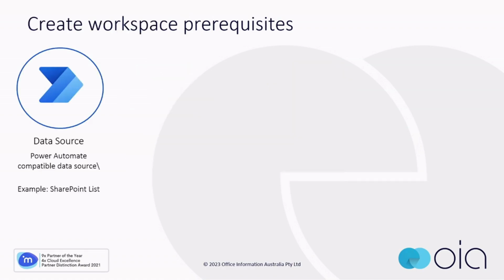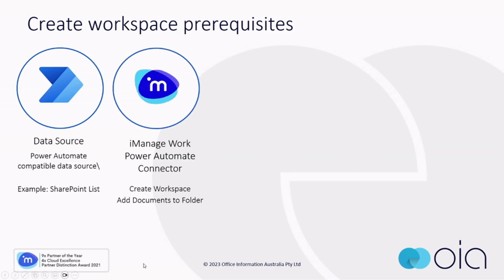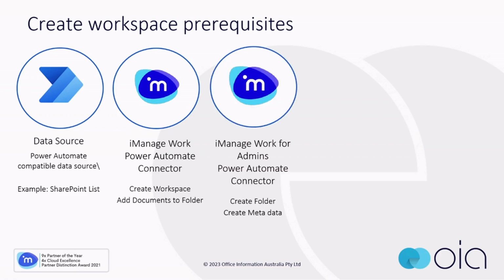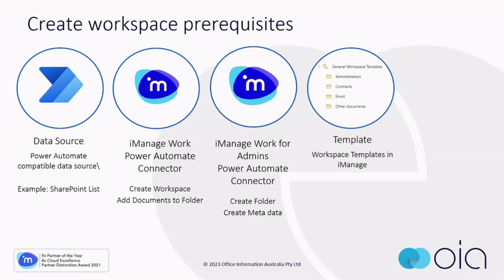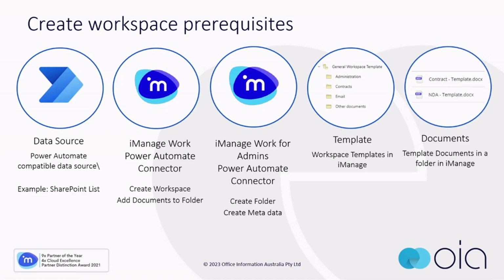You'll need a compatible data source. In this case, we're going to show a SharePoint list. You'll need a couple of connectors, the iManage Work for Power Automate connector and the iManage Work for Admins connector that allow you to create the workspace, add documents to a folder, create a folder, and create metadata within iManage. You'll also need a template within the iManage system, and you'll need some documents residing within a folder within iManage.